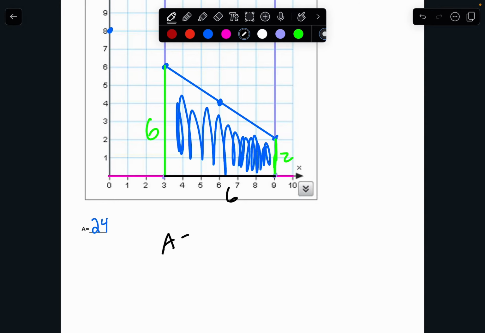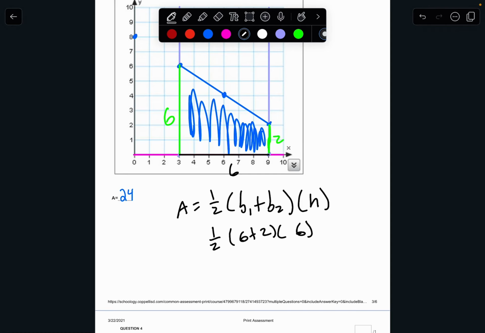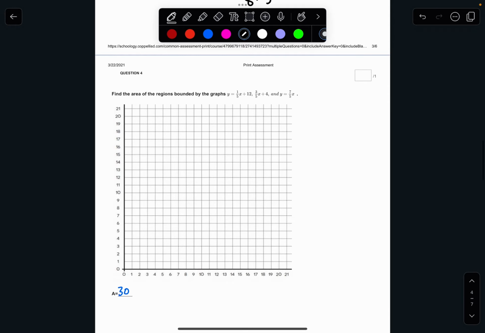So the area of a trapezoid is 1/2 base 1 plus base 2 times the height. We plug those numbers in. So that's going to be 8 times 3, which is 24. Nailed it. 8 is 6 plus 2. 3 is 1/2 times 6. Okay. Good work.